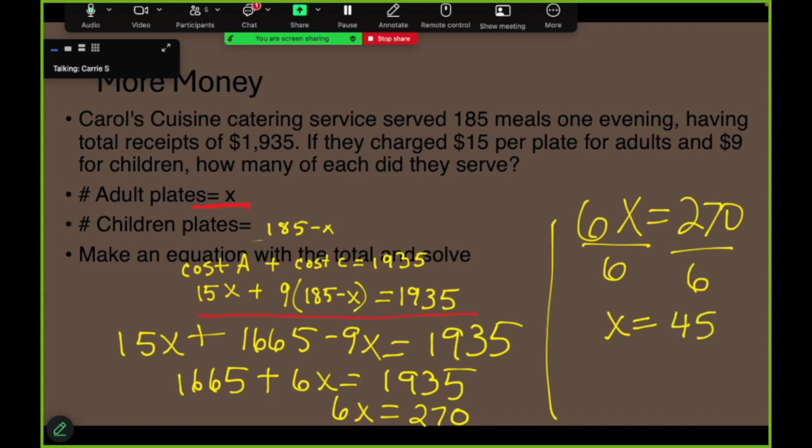All right. Now the question, we got to go back and see what we've solved. It says how many of each do they need to serve? So we have adults here. Yeah, this is adults. So 45 adults. How do we find children? It's 140 children. How did you decide that? I subtracted 45 from 185. Yes. So we're going to come over there and take 185 minus 45. And you said that makes what? 140. 140 children. So I was correct. So you got it. Good job.